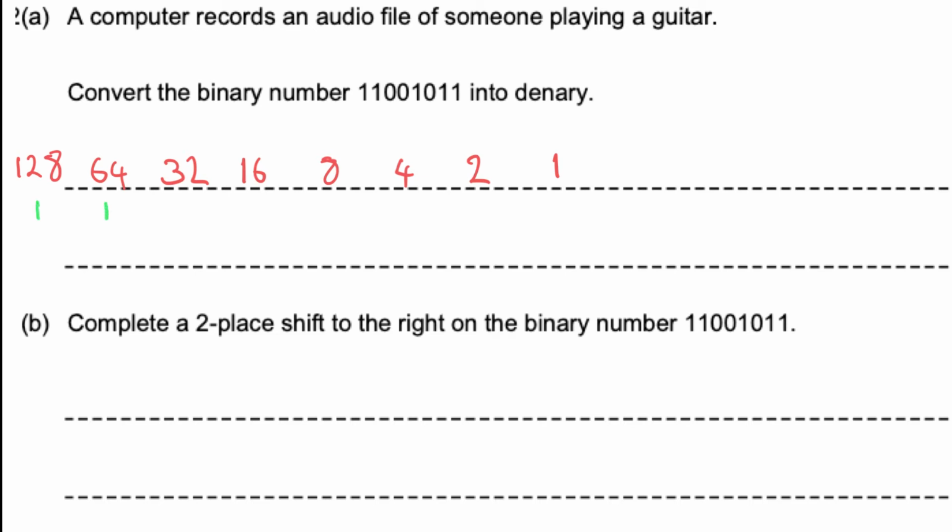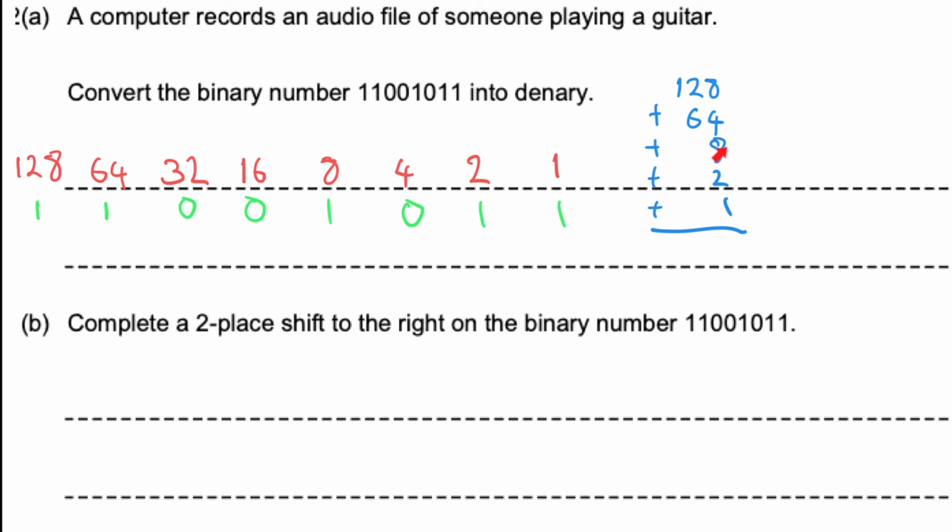1, 1, 0, 0, 1, 0, 1, 1. My apologies for my 8. That actually should be an 8 there. How do we do it now? Well, everywhere there's a 1, that means we have that value. So our answer would be 128 plus 64 plus 8 plus 2 plus 1.